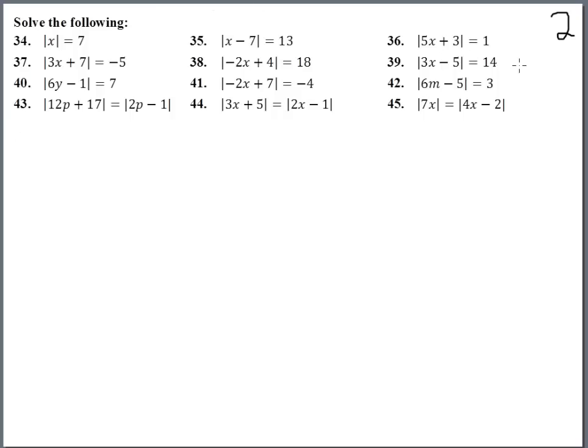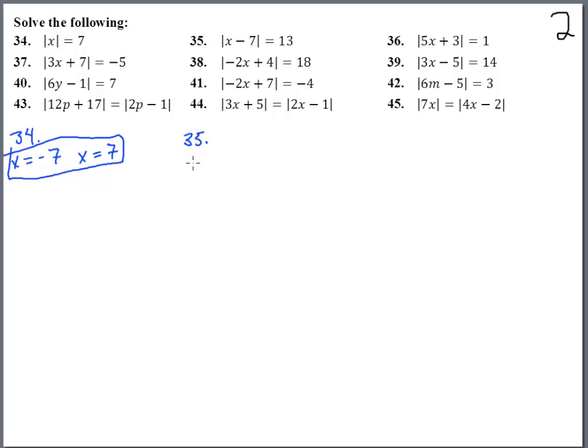Here we are on page 2, the solutions of absolute value equations. We'll start with number 34. Split this up into two equations. We have x equals negative 7 and x equals 7. There are our solutions.